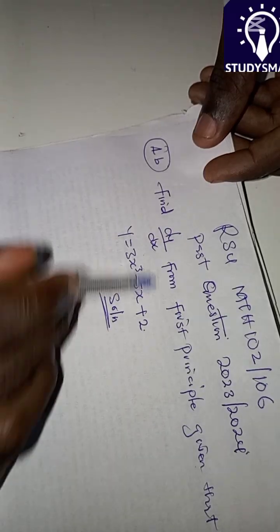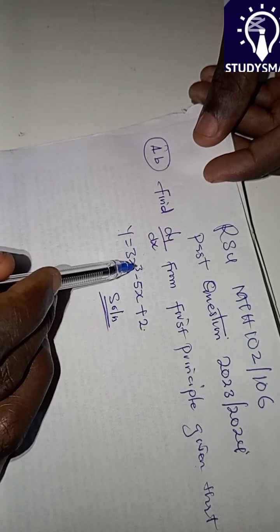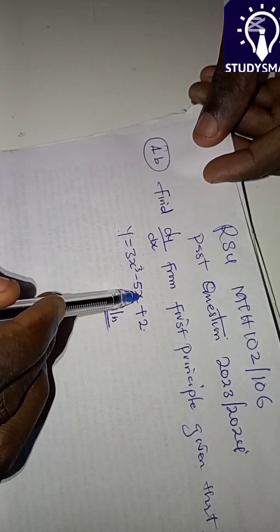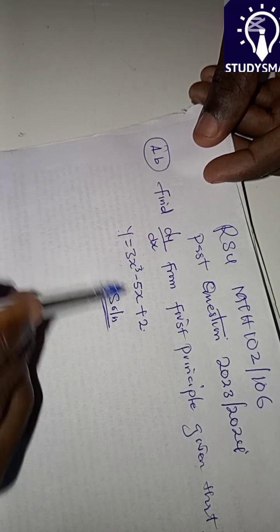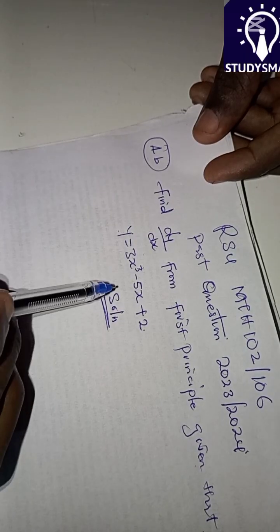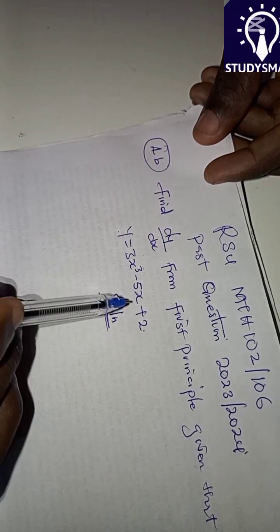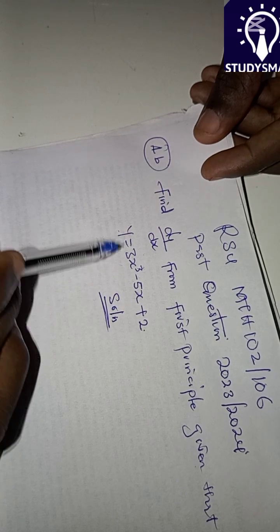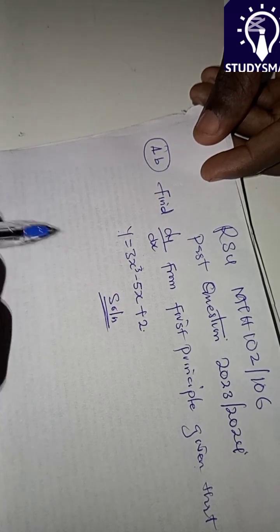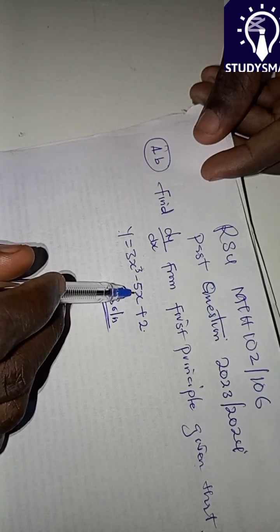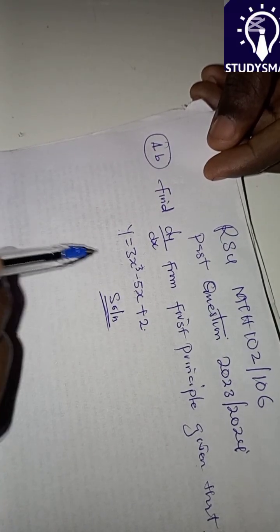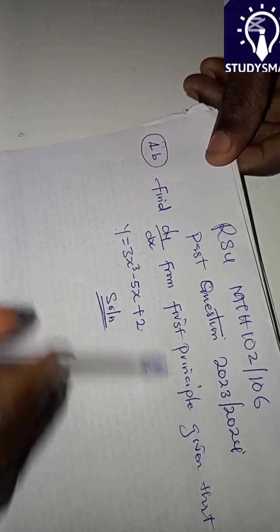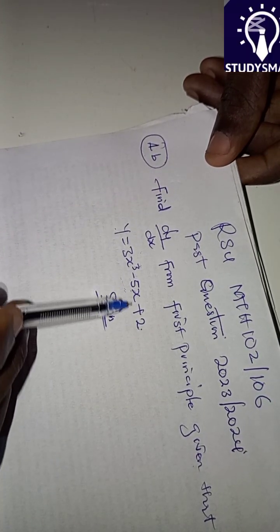Ordinarily, we can just find dy/dx here. If I move this one here and reduce the power by 1, I have 9x squared, then minus 5. That will actually be the answer without first principle. Without using the first principle, my answer will just go straight, 9x squared minus 5, by using L'Hopital's rule. But in this question, we are asked to use the first principle to find dy/dx of this.